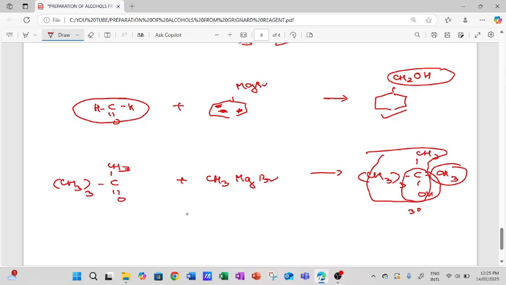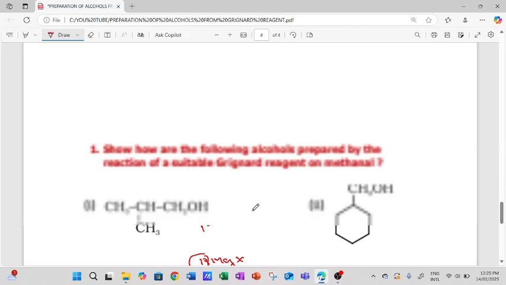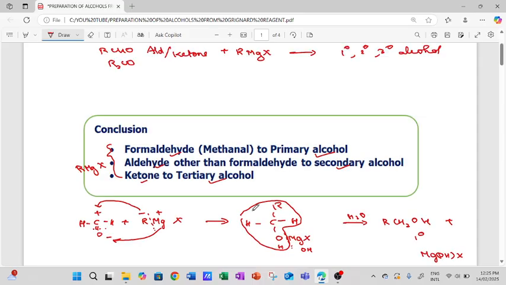So the best method: you need to understand whether the product is primary, secondary or tertiary. Accordingly, you have to choose an aldehyde or a ketone. So this conclusion part, always keep it in your mind. I hope you understood. Thank you all.